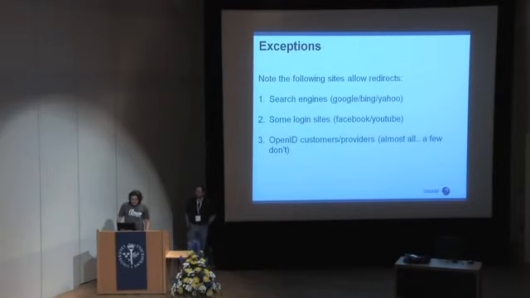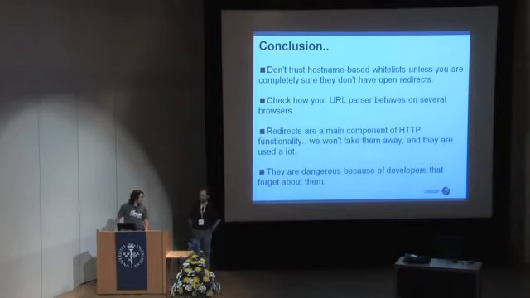You have to keep in mind that search engines do have open redirects, that some login sites have open redirects, and some OpenID providers have open redirects. Given that OpenID is supposed to end up being used as a centralized authorization and identification system, you have to consider that lots of websites may be vulnerable. Some of them are not vulnerable, like FriendFeed. With OpenID, it depends on the implementer. Many are vulnerable, some aren't. It just depends on the actual implementation.